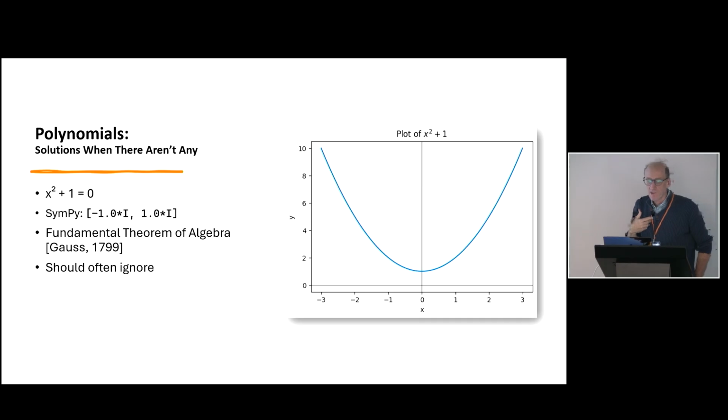This is so important. This is part of the fundamental theorem of algebra from Gauss around 1800. And that says that for any polynomial, there will be solutions, but maybe complex solutions, and the number of solutions will be equal to the highest degree of the polynomial.